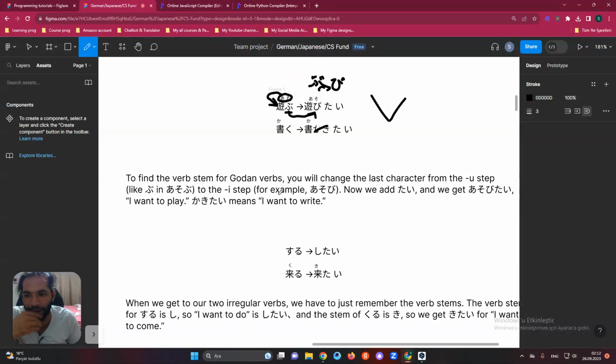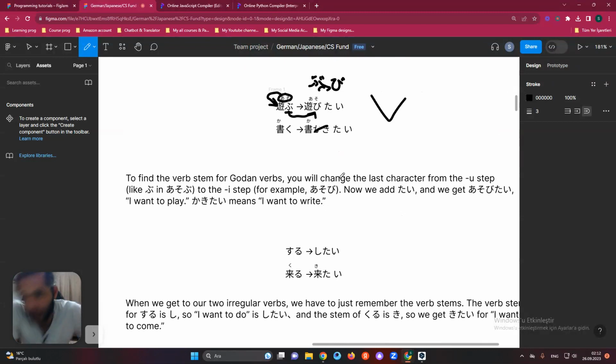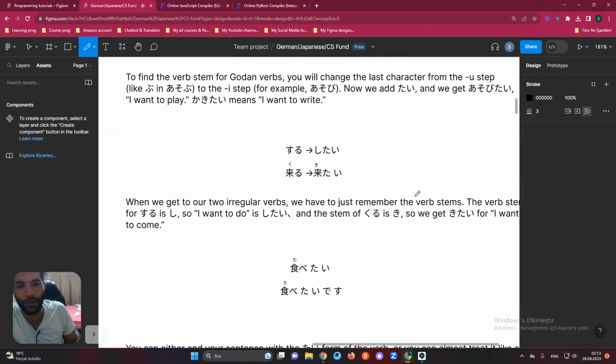Also, bu to this I step is, for example, asobi. Now we add tai, we get asobitai, I want to play, and then kakitai, I want to write. There you will see such kanjis. Don't confuse. I also don't know enough about kanjis. I'm learning.